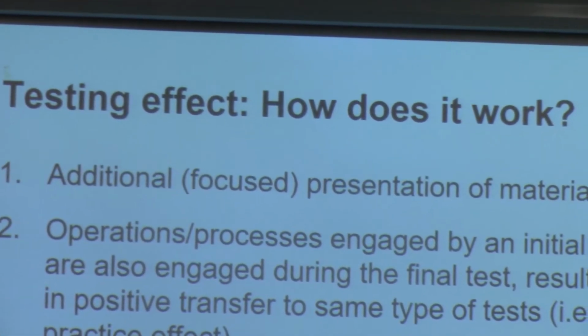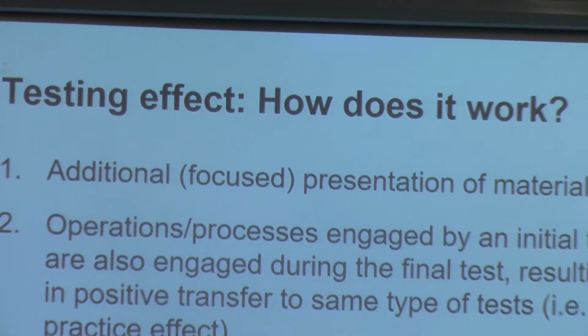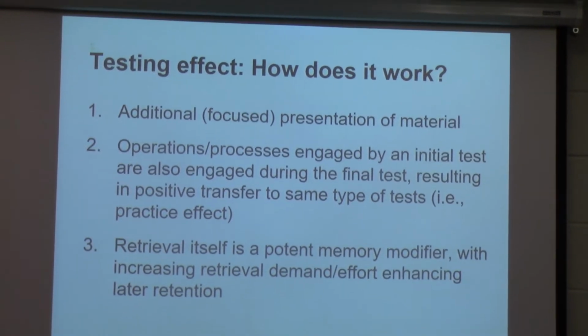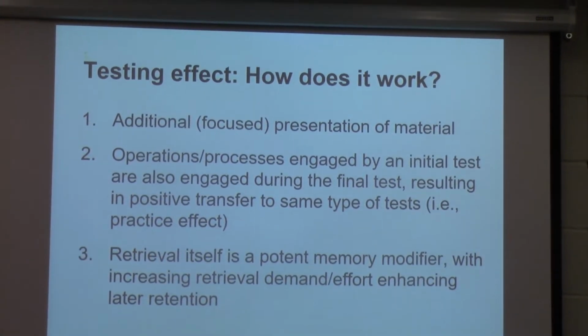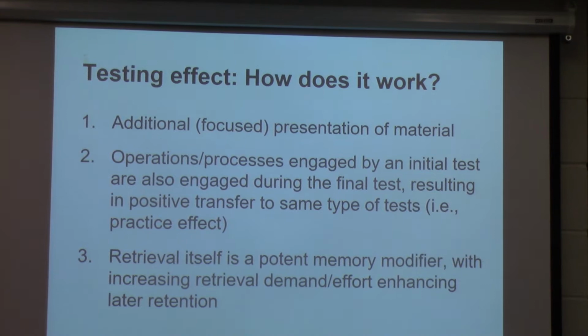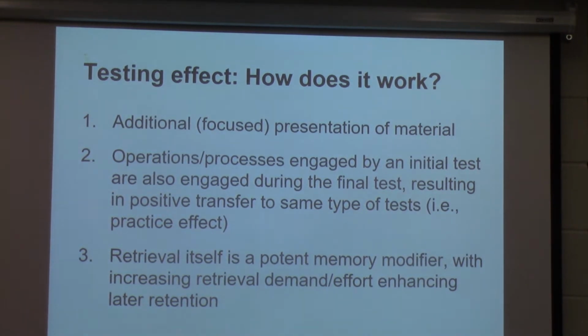The first one says, well, maybe when you test a student, in essence, you're giving them an additional focused presentation of the target fact or the target concept that you want them to learn. So maybe it's just that additional, very focused presentation of the target information, and that's why they're very good at that little bit of information later on. That's certainly plausible, not a very interesting explanation, but nonetheless a very plausible one. So that's potentially one explanation.